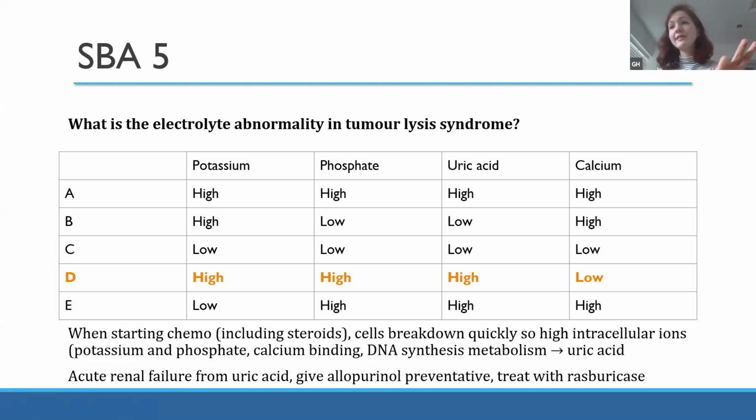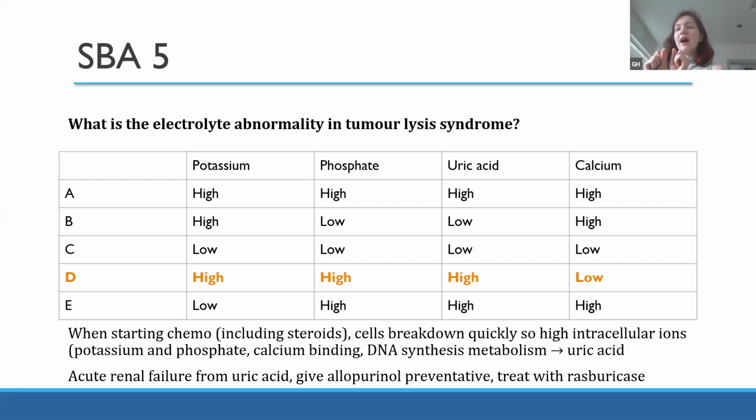The calcium is low because phosphate binds with calcium. Calcium is a common extracellular ion. So when the phosphate binds with the calcium to make calcium phosphate, you end up getting low levels of just calcium ions. Uric acid, as I said, these cells are very quickly growing, so there's a lot of DNA synthesis.